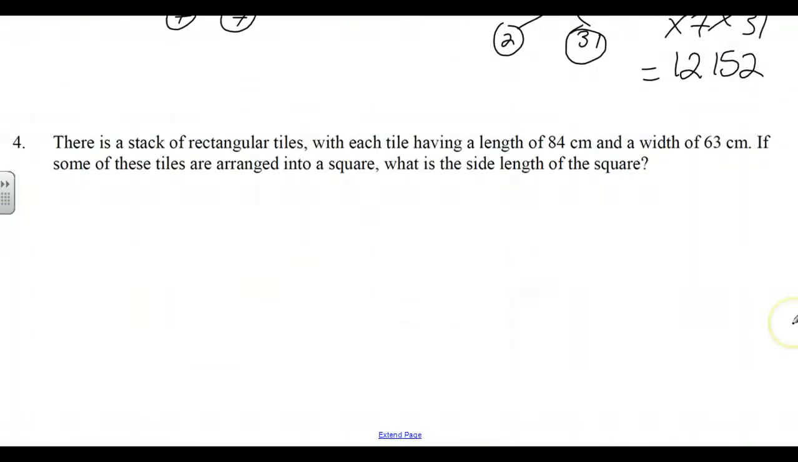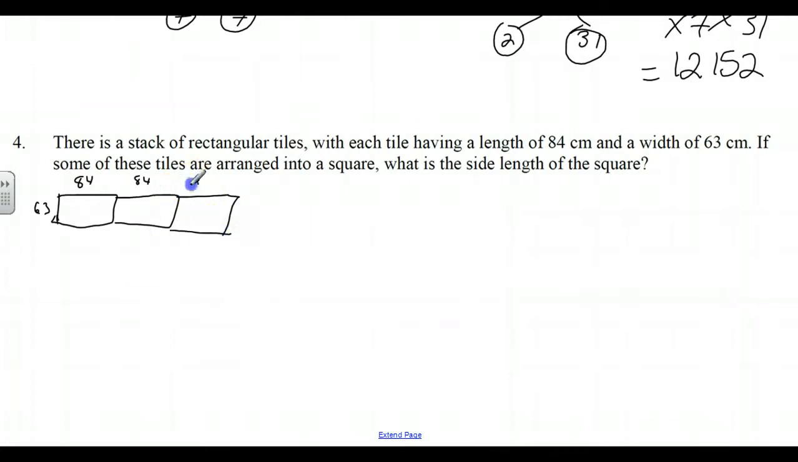There's a stack of rectangular tiles with each tile having a length of 84 centimeters and a width of 63. If some of these tiles are arranged into a square, then what is the side length of the square? Okay, so if you think about it, I have this tile which is 84 by 63. And I'm going to lay this tile which is 84 and again 63 wide.